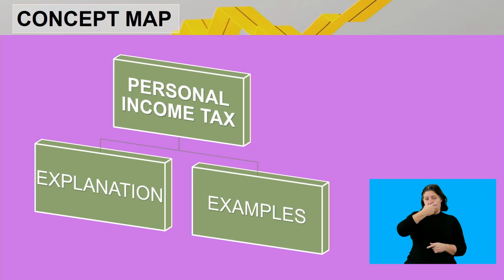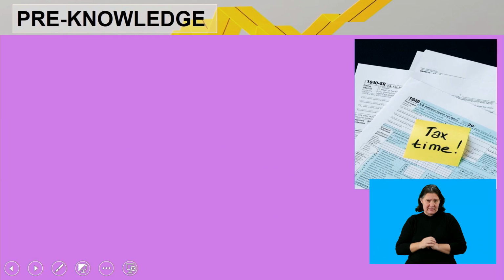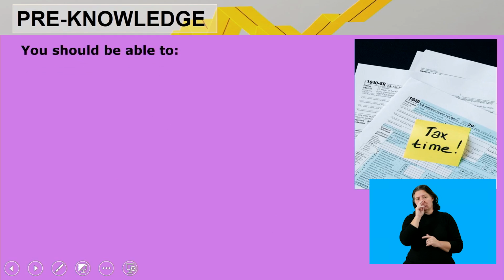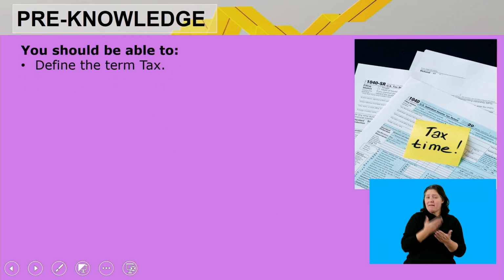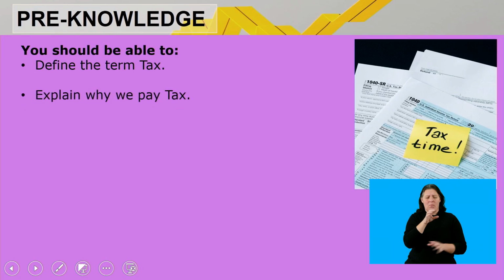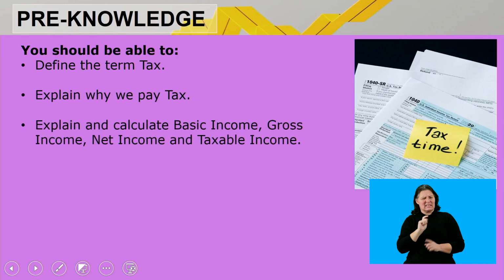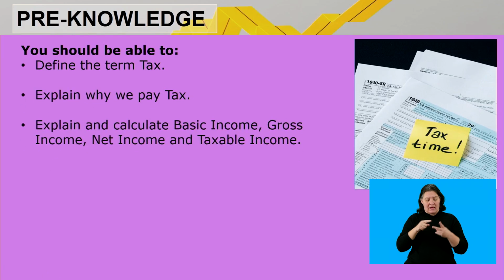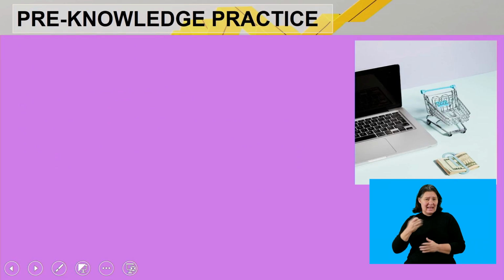Okay, so this is more or less what we can expect, right? So we look at personal income tax. There'll be some explanation as well as some examples. Now let's look at what else is important. As already indicated, you should be able to define the term tax, explain why we pay tax, and also explain and calculate basic income, gross income, net income, as well as taxable income.